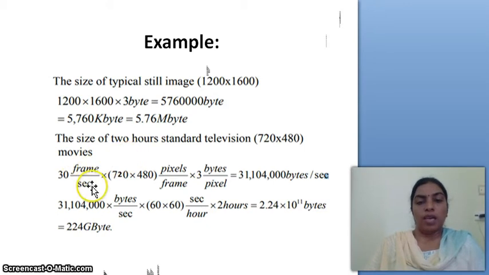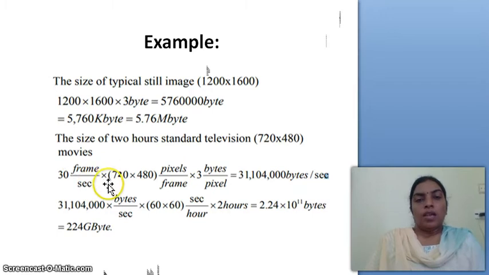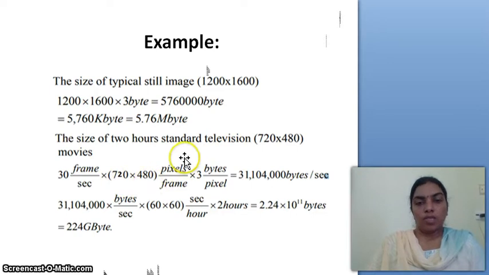30 frames per second, and each frame's picture size is 720 by 480 pixels, and each pixel is stored in 3 8-bit values, that means 3 bytes. So now the calculation is like this. So these are the bytes per second. So here per second, this is the number.